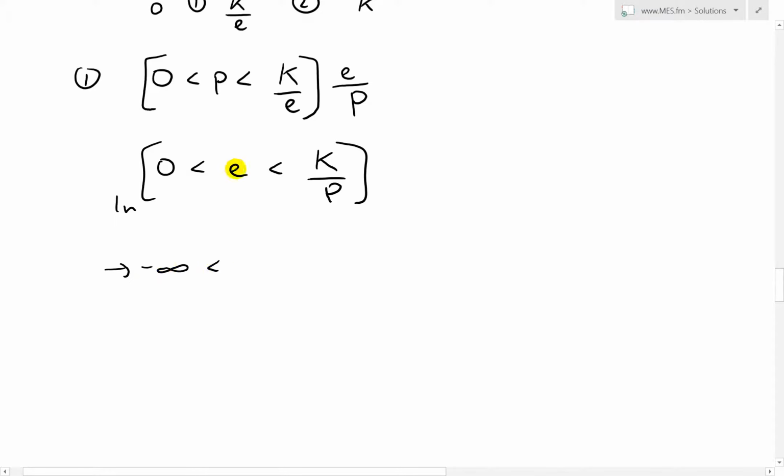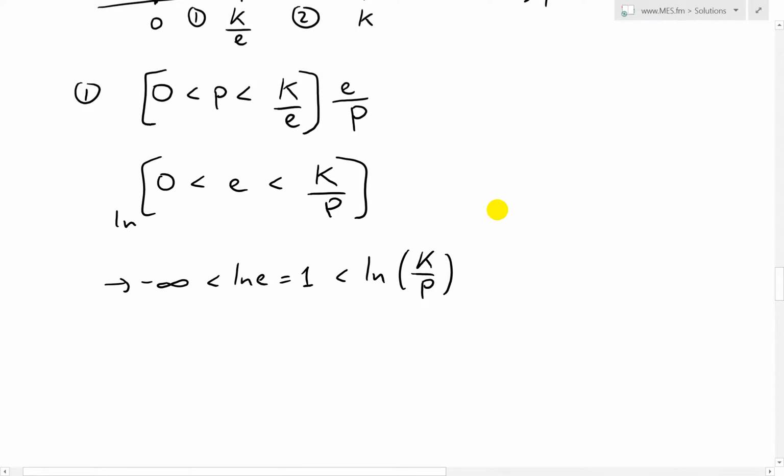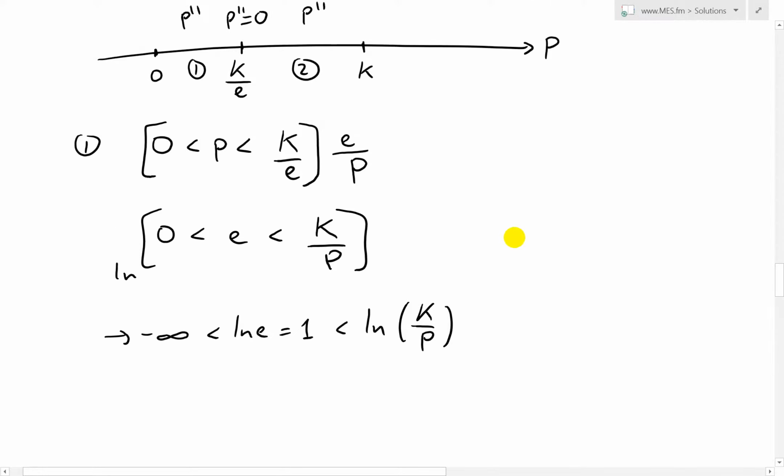And then less than e, ln e is just equal to 1, so this equals 1, and then on this side here we have our ln k over p. So now this makes sense why we do it this way. I just like this way, it's really quick. You just multiply the entire inequality.